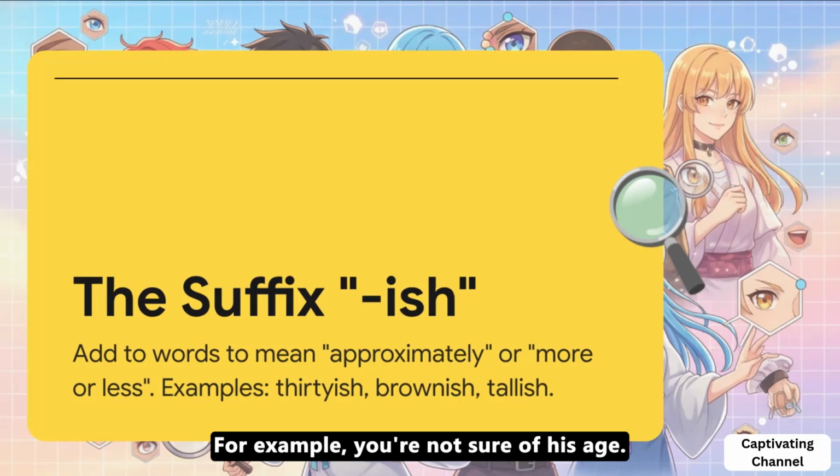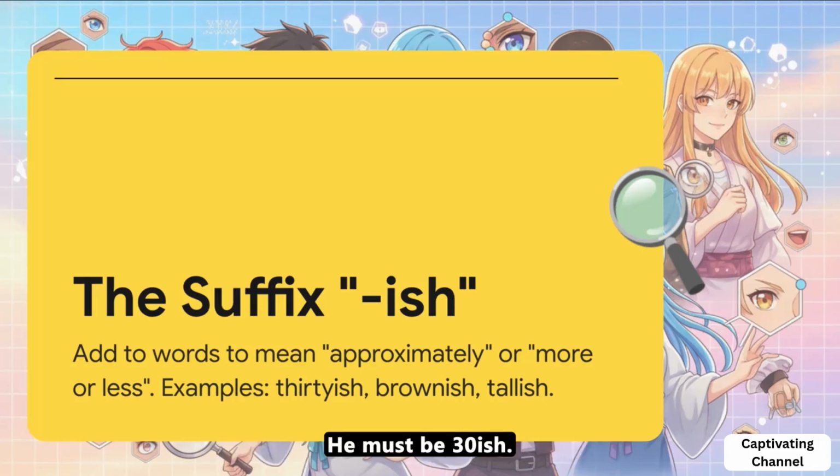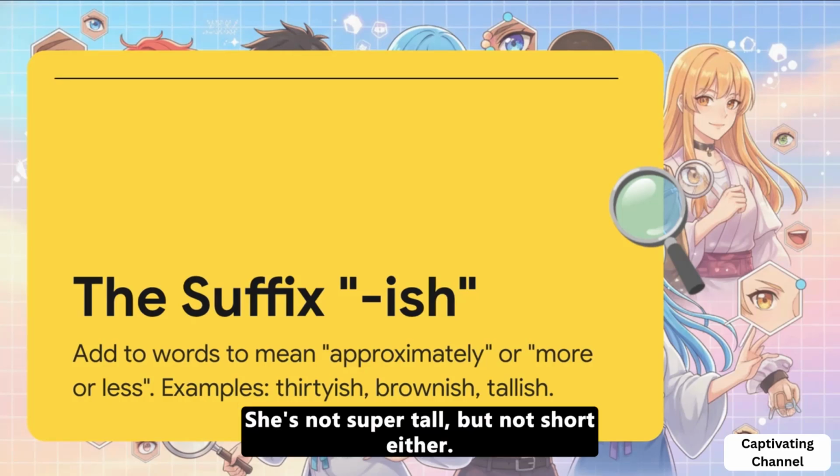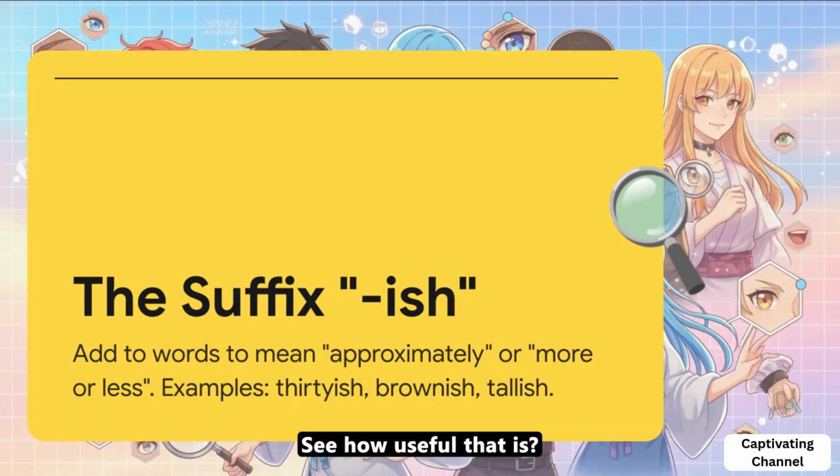For example, you're not sure of his age? He must be 30-ish. Her hair color isn't quite brown, it's brownish. She's not super tall, but not short either. She's tallish. See how useful that is? You'll hear this all the time.